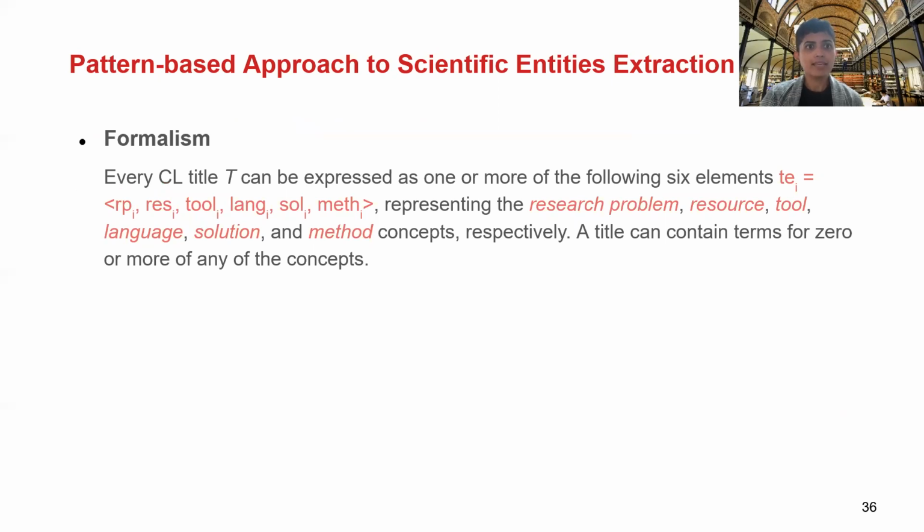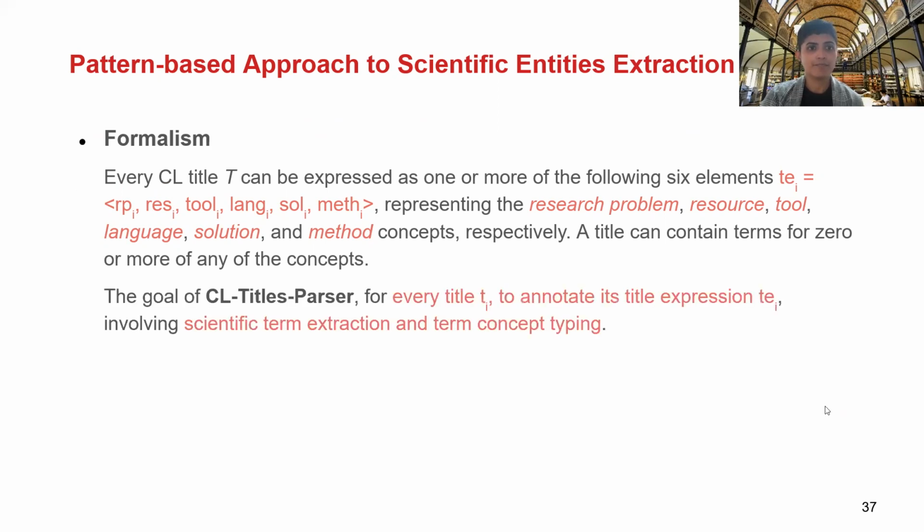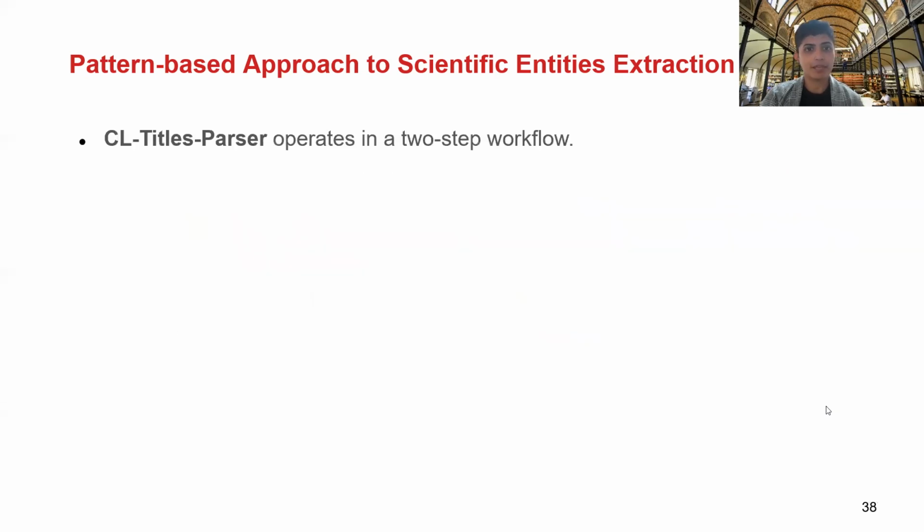So our formalism basically is that every computational linguistics title is represented by a title expression consisting of the 6 concept types that we introduced earlier, where a title can contain terms for 0 or more of any of the concepts. And so the goal of our tool, called CL Titles Parser, is for every title to annotate its title expression involving scientific term extraction and term concept typing.